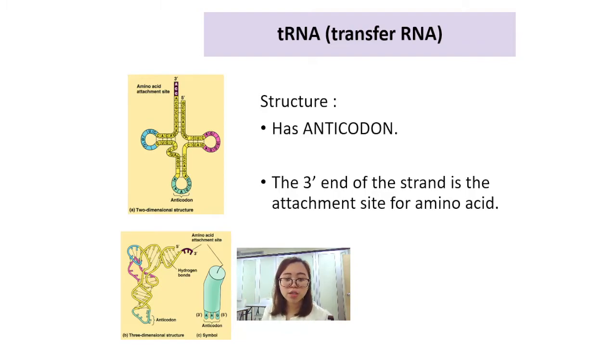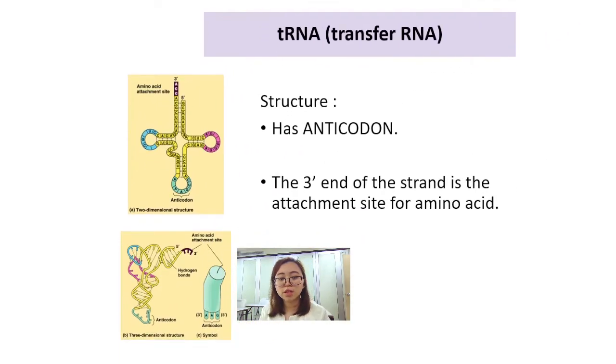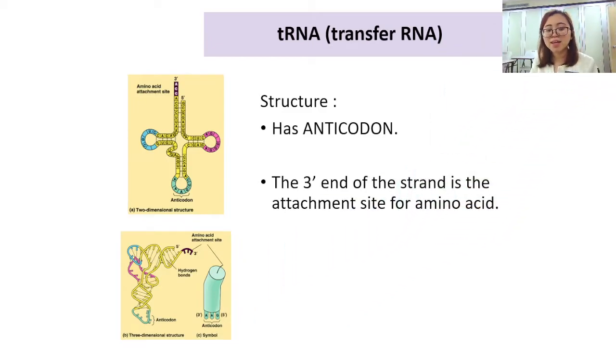Kalau bentuk simbol ni, kamu tengok dia macam lilin yang bengkok. Okay, yang macam tali lilin itu adalah tempat di mana amino acid akan melekat. Dan di bawah dia ada 3 kaki. 3 kaki itu adalah dia punya anti-codon. So if you ever need to do a drawing of tRNA, I usually recommend the third method because it is easiest.